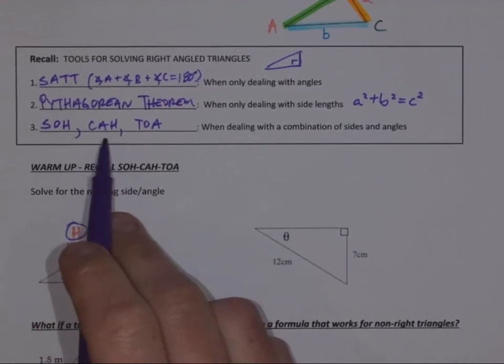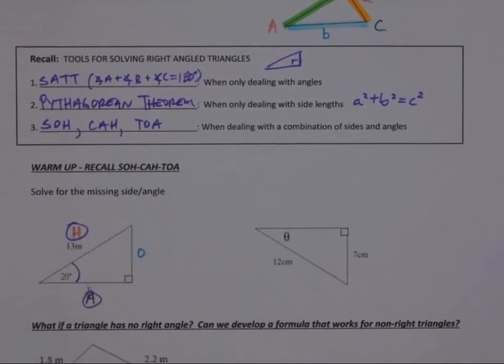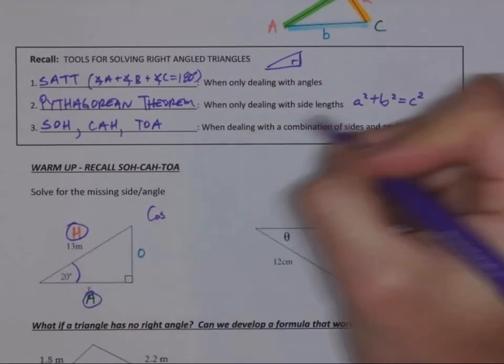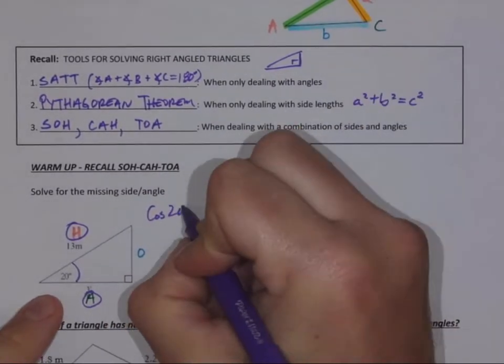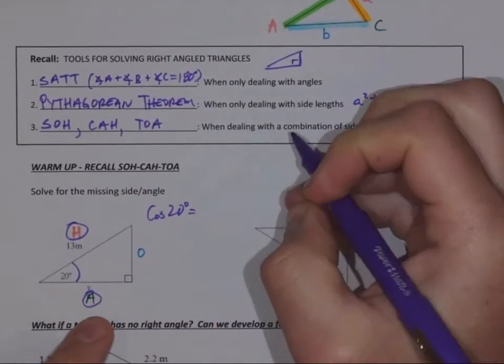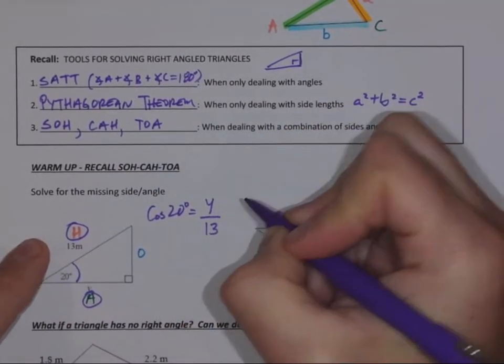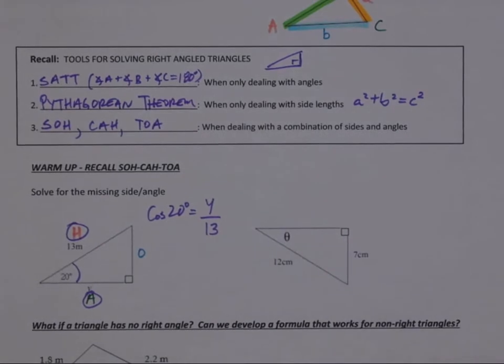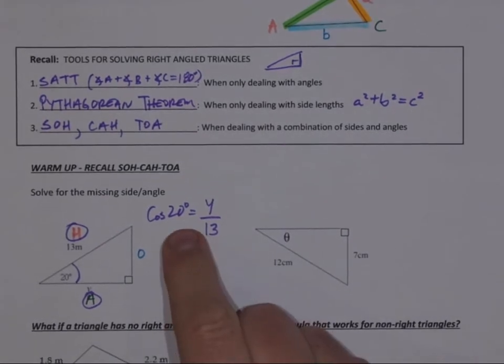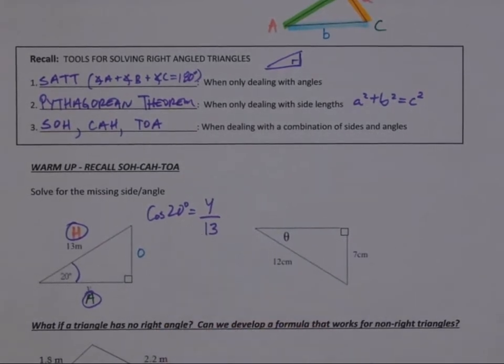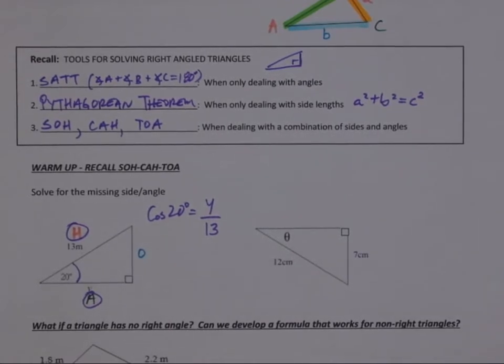So, CAH. Remember the C stands for cosine. The cosine of the angle, 20 degrees, is equal to adjacent over hypotenuse. Remember, cosine 20 is just a number. It might be a decimal. So we're not going to change it yet. We're not going to put it into a decimal because it goes on forever. We want to keep it that way until the final answer.